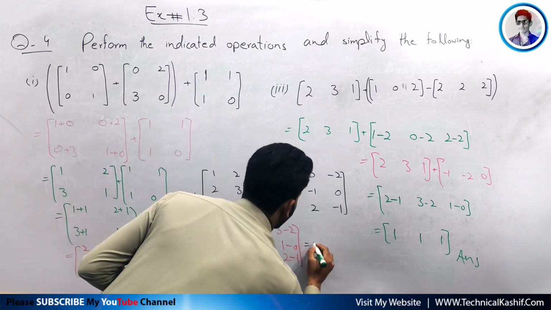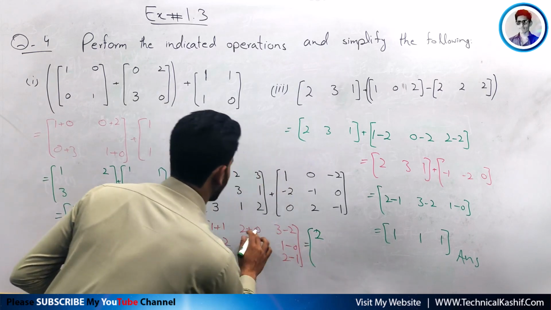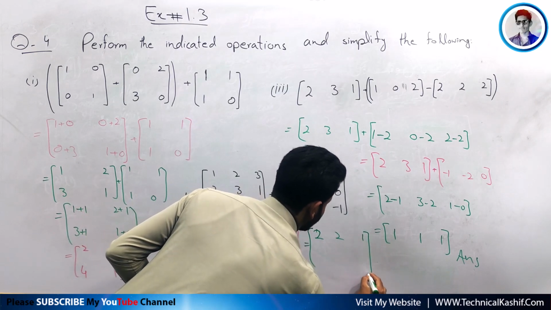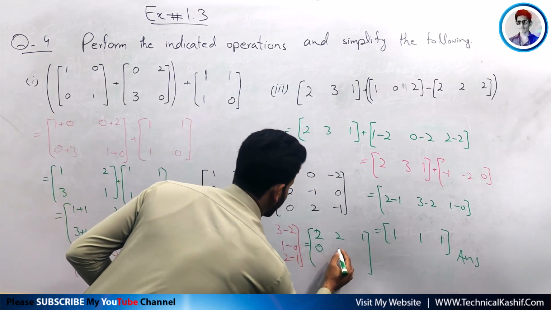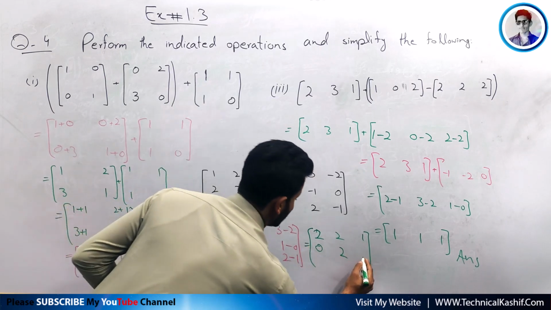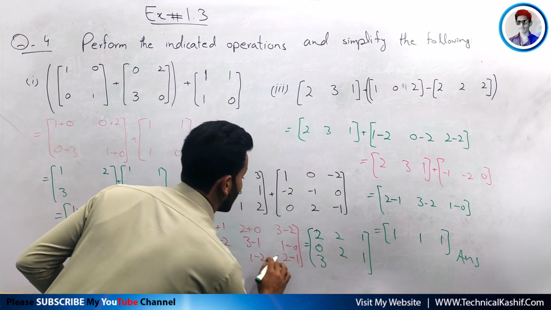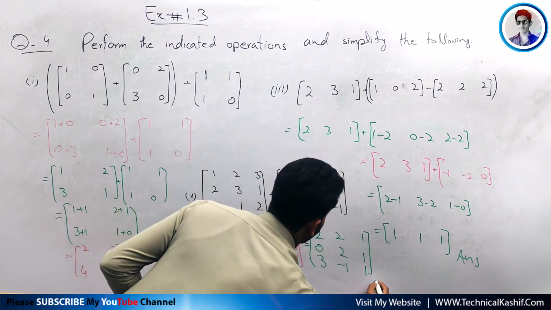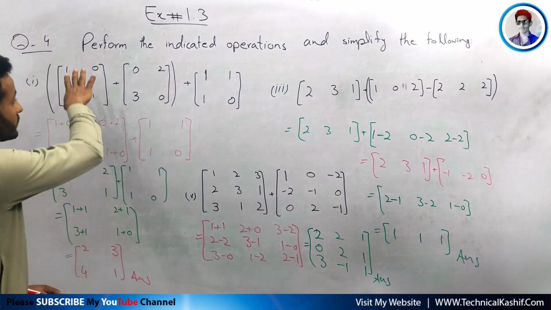By solving this part, 1 plus 1 is equal to 2, 2 plus 0 is 2, 3 minus 2 is 1, 2 minus 2 is 0, 3 minus 1 is 2, 1 minus 0 is 1, 3 minus 0 is 3, 1 minus 2 is minus 1 and 2 minus 1 is 1. This is the answer of this part of the question, fifth part, question number 4.